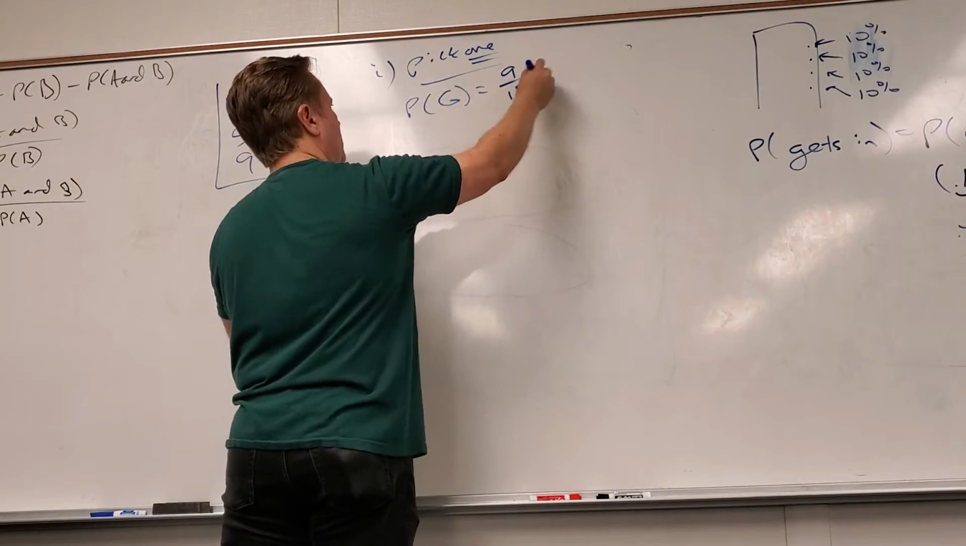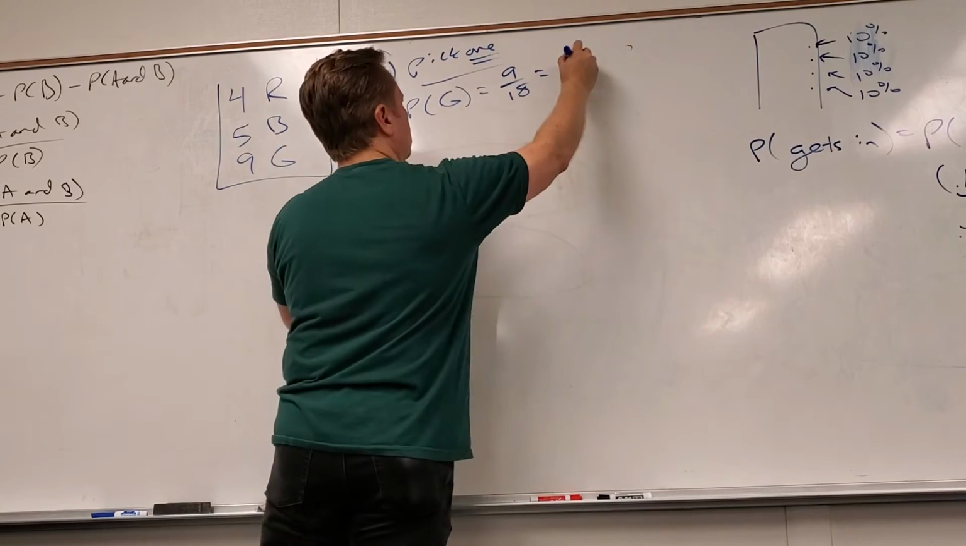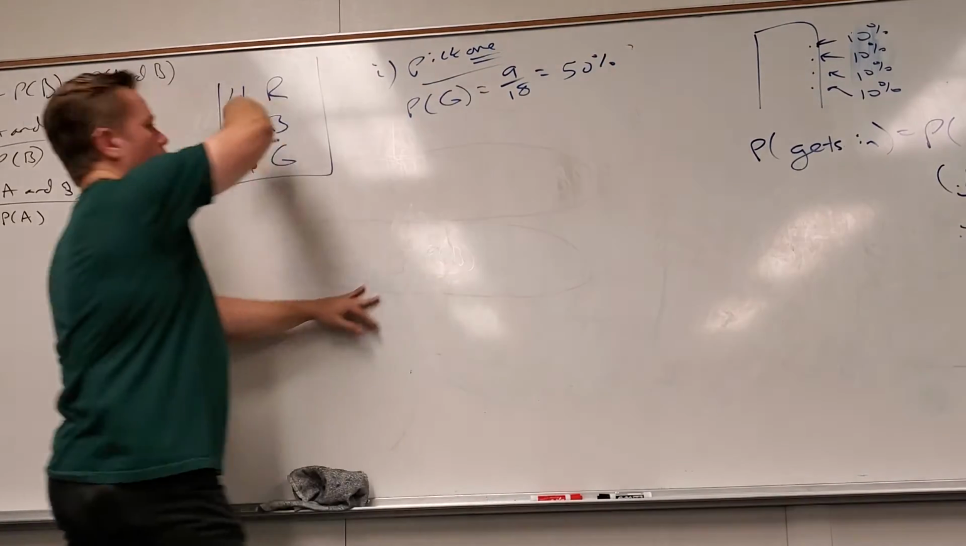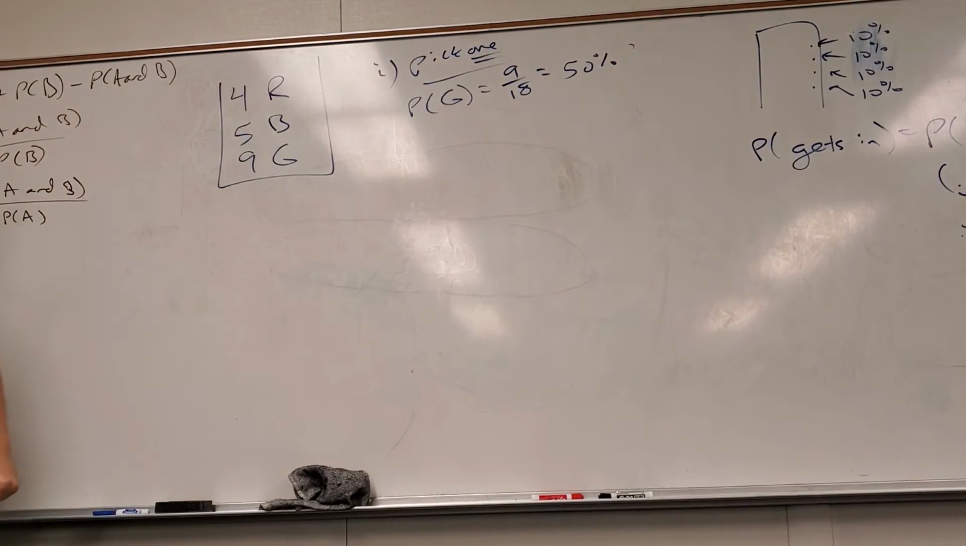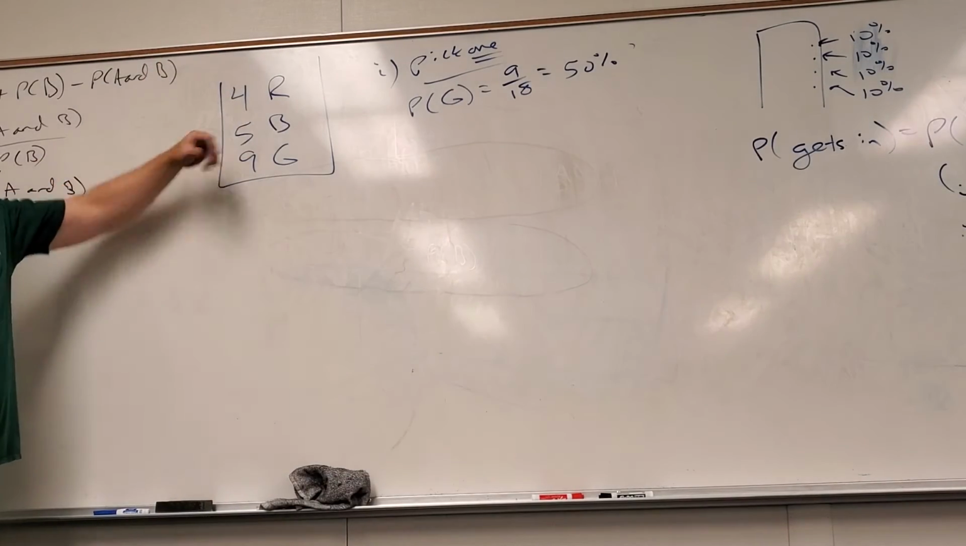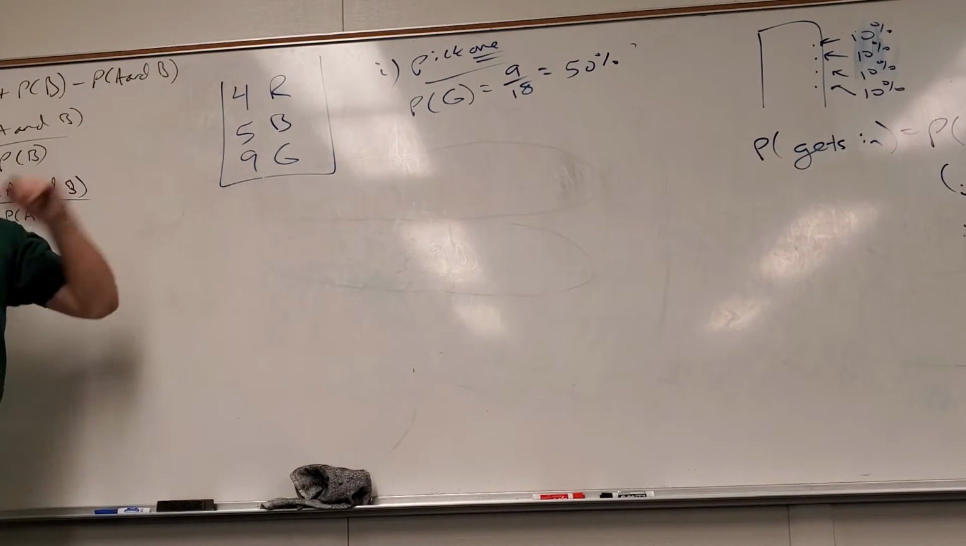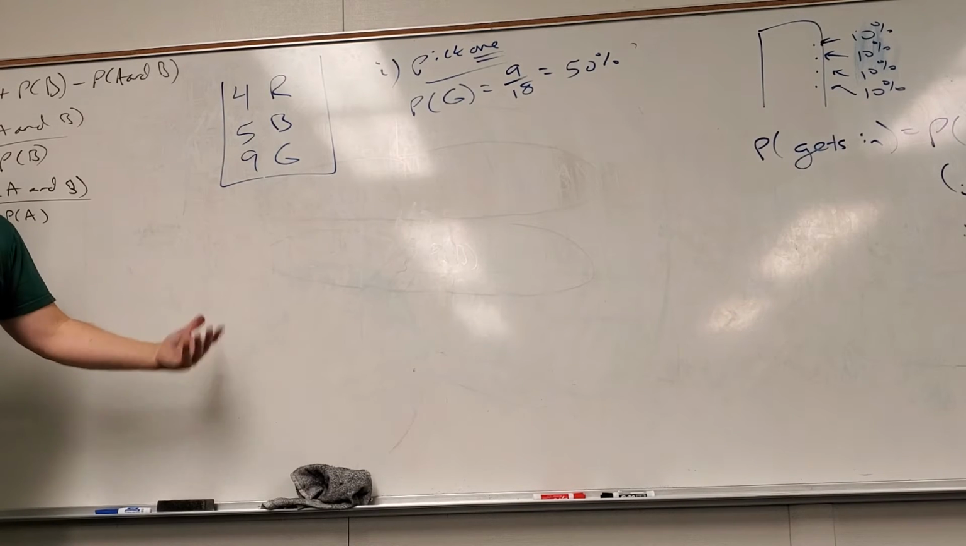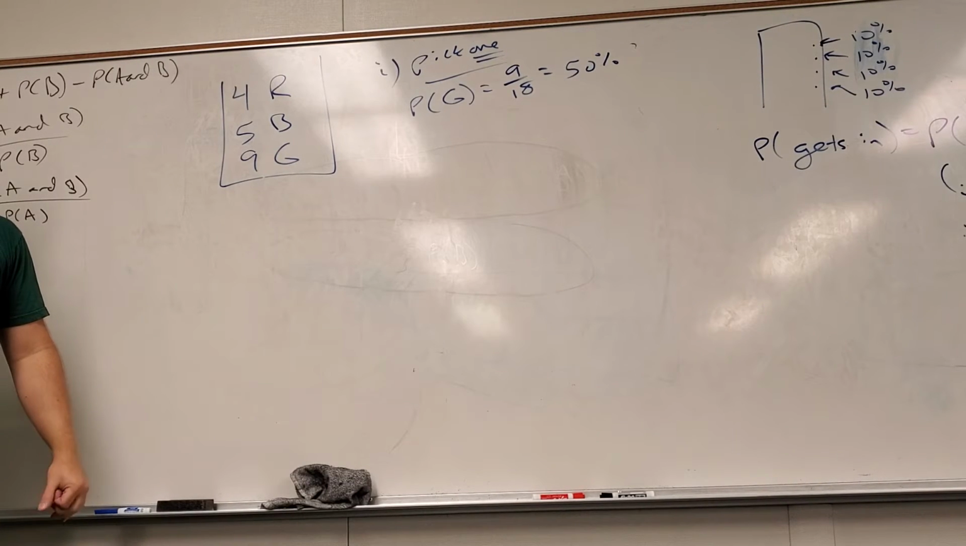9 out of 18. So yeah, 50%, right? There's 18 total. Are you guys with me? 18 total chips, and there's 9 chances to get what I want. So you're going to have a 50% chance of getting your green chip. I like it, I like it.